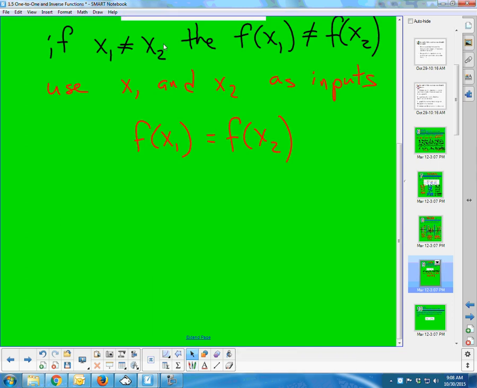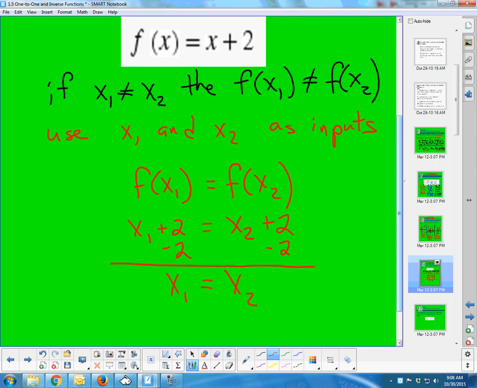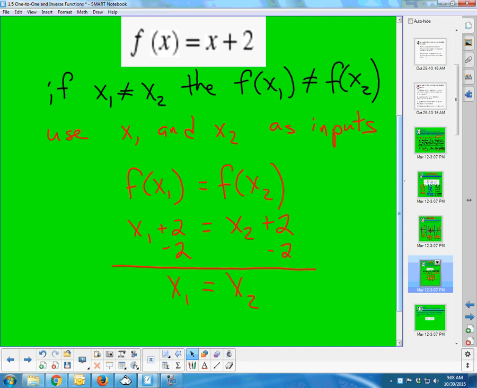F of x sub 1, oh, I lost my function when I extended my page. F of x sub 1 would be x sub 1 plus 2. F of x sub 2 would be x sub 2 plus 2. Now I'm going to try to solve this equation and simplify it. I will then get x sub 1 equals x sub 2. And that's actually what we want to have happen. This basically says if I put in 2 different x's and they're equal, well, those 2 different x's really aren't different. They're equal to each other. And so I've got the opposite of this statement.